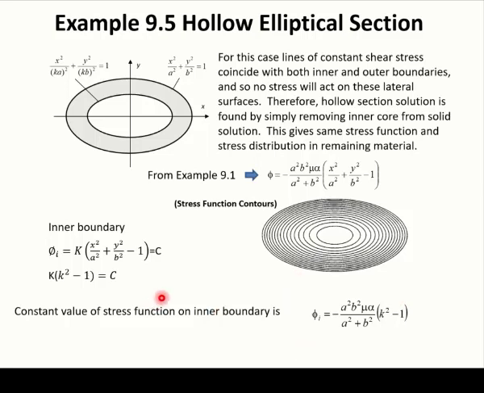Okay. So all I did is, instead of putting 0 here, this time I put c for the inner circle, and I just replace this term with k squared. Okay, and then from that I get my new stress function for the inner boundary. So that's all I need to do.